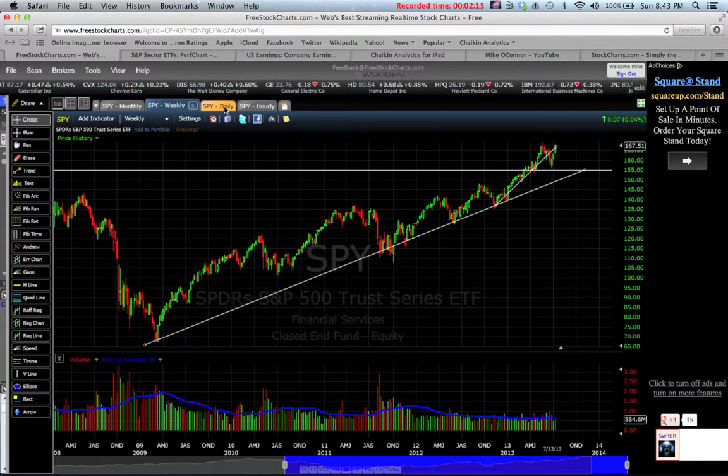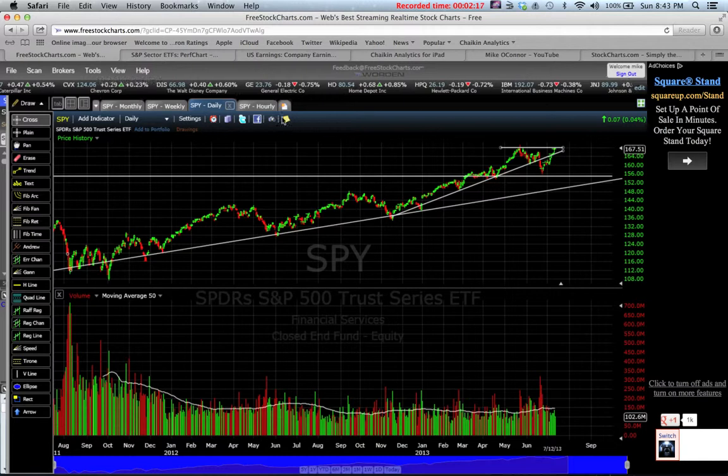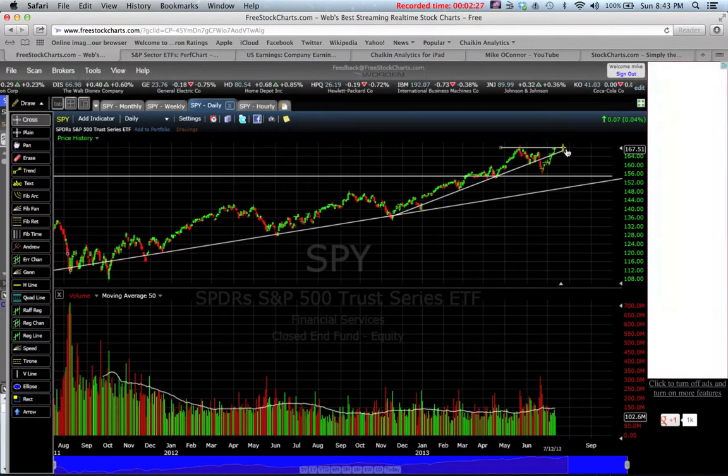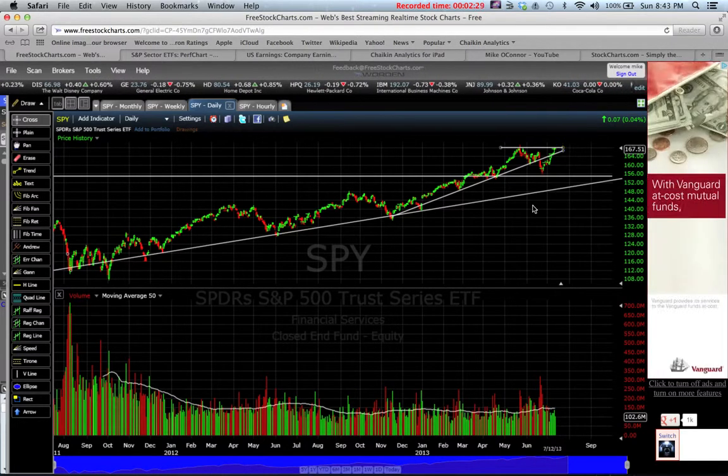And finally, if we look at the daily trend, which is where I like to make my trading decisions, you can see that we've pulled down and we've had this incredible rally, and we're right now hitting our head on resistance. There's a bunch of economic data that's going to come out in the next 24 hours, particularly from China.